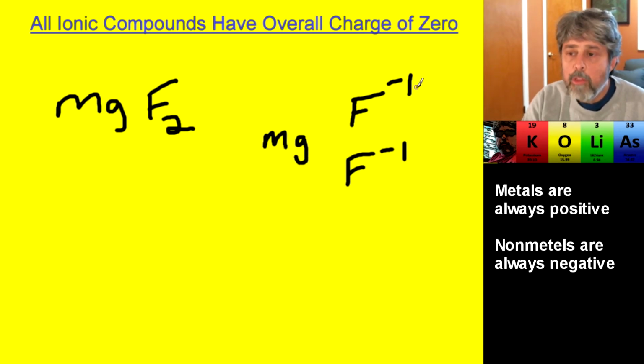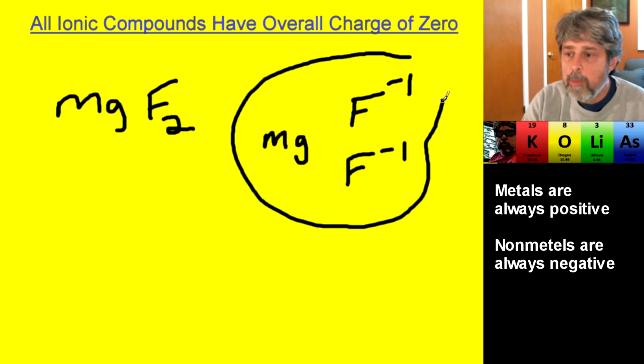So if overall the charges are going to be 0, imagine all this is in like one giant beaker. We have -1 plus -1. Our nonmetals overall have a charge of -2. So for all this to add up to 0, what does the charge have to be on that magnesium? That's right, it has to be a +2. And we know that already because magnesium is in group 2, so they're all +2.